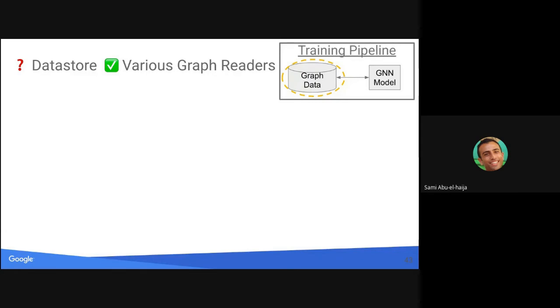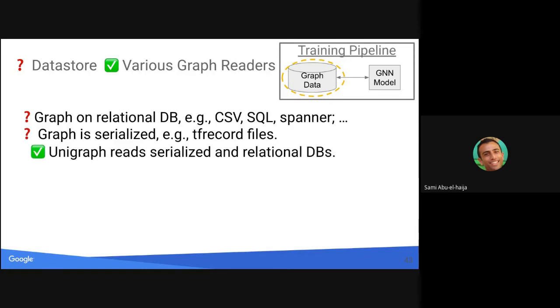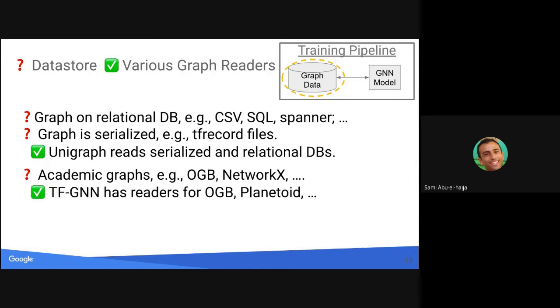So the question is, what is your data store? Your graph could be stored in many different formats. For example, your graph could be stored on some relational database like CSV files, SQL, Spanner, any relational data store. Or your graph could be serialized. For example, it could be stored in TensorFlow record files. TF-GNN provides something called a unigraph, which can read serialized data and relational data. And maybe your graph is some academic graph, for example, an OGB graph, NetworkX, etc. Also, TF-GNN has readers for a bunch of those academic setups. And it's very easy to make a new data source so that you can load it into TF-GNN.